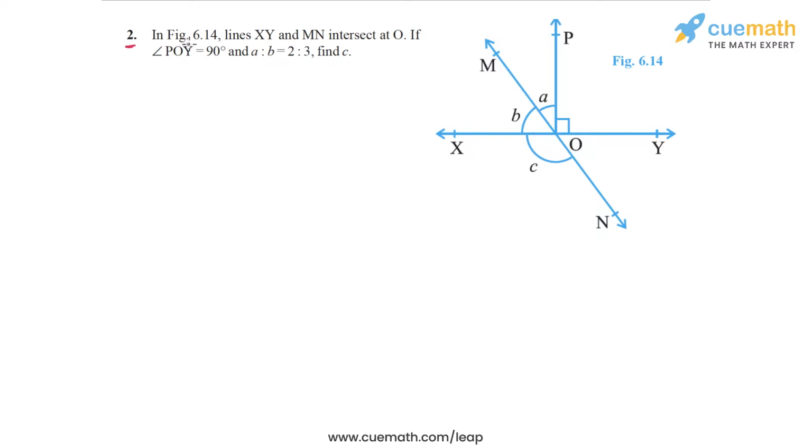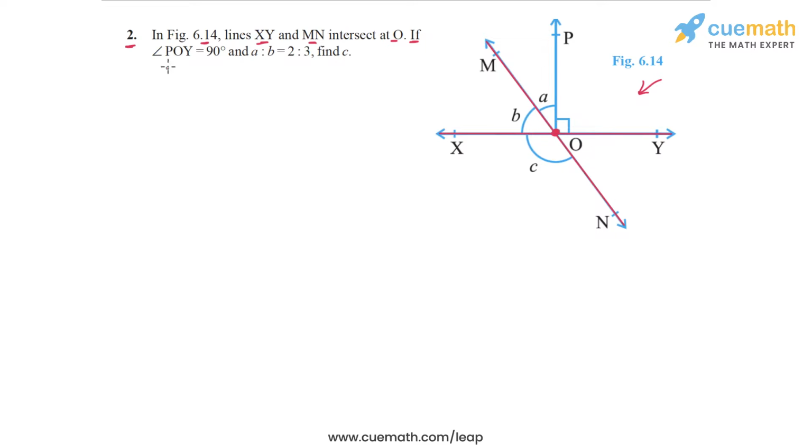Question 2 says, in figure 6.14, this figure that you see here, lines XY and MN intersect at O. So let me highlight these two lines for you. XY is this line and MN is this line. These two lines intersect at this point O.